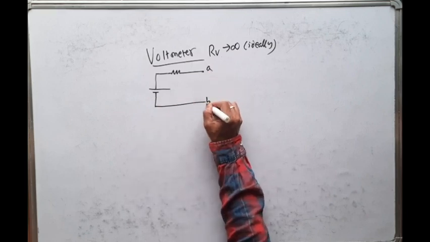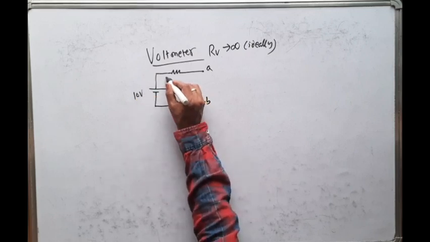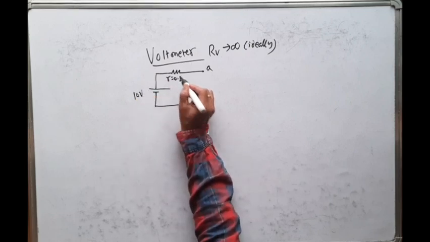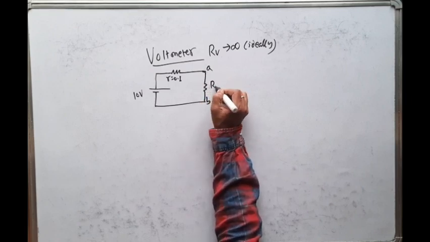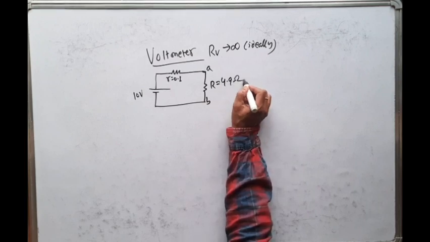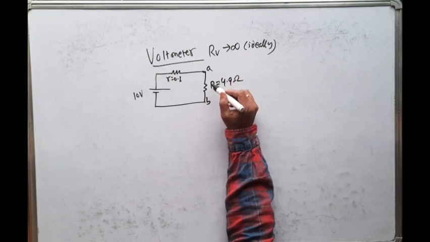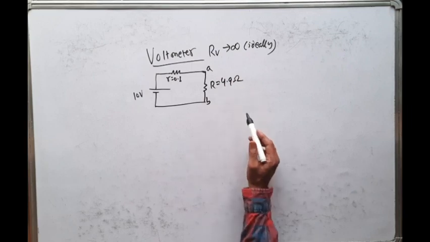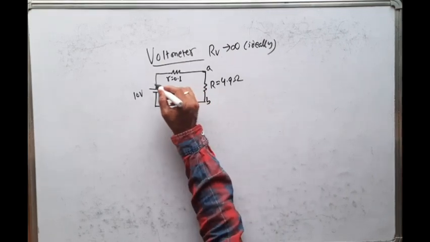This is A terminal, this is B terminal. This is a battery of EMF 10 volt. The internal resistance is 0.1 ohm. And here the AB terminal is connected to a load. That load is R, that is 4.9 ohm. What do you mean by load? Load is that which consumes some energy. So here the electrical load is R, that is 4.9 ohm.